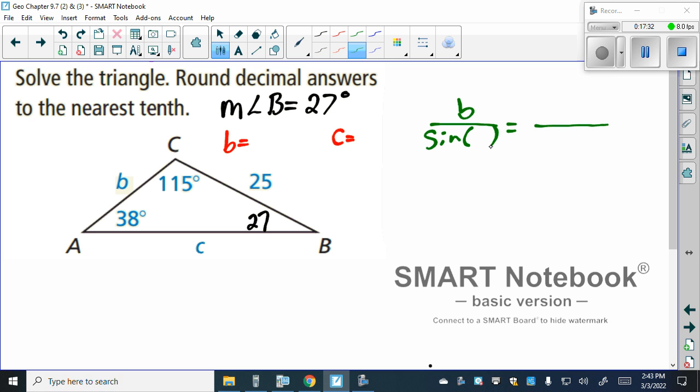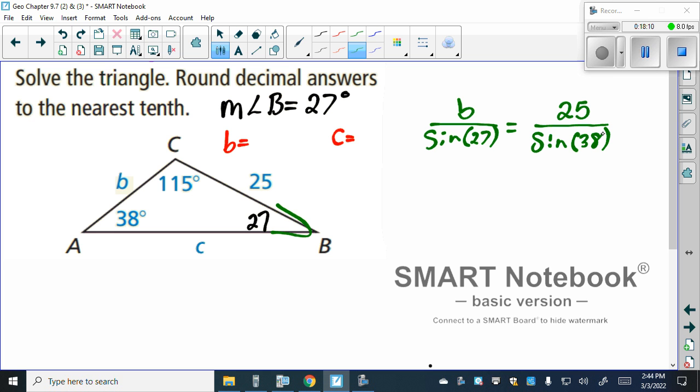So B over sine of B. Well, the angle opposite side length B is 27, or really the angle attached to side length B is 27. Now we're actually only given one other side length, which is 25 over sine. Well, the angle opposite the length of 25 is 38. Any questions on how we set this up?